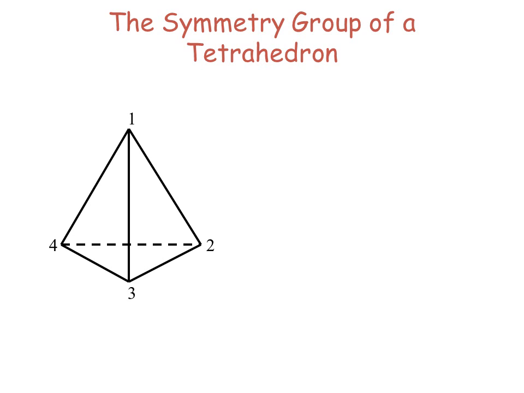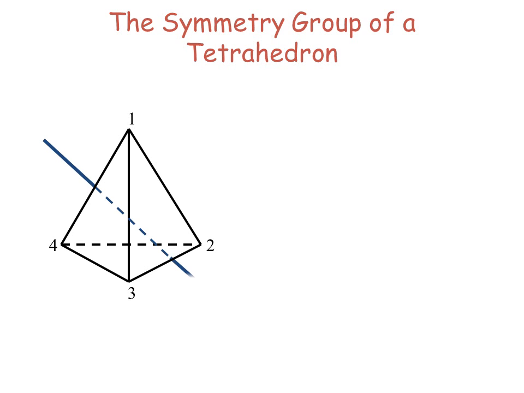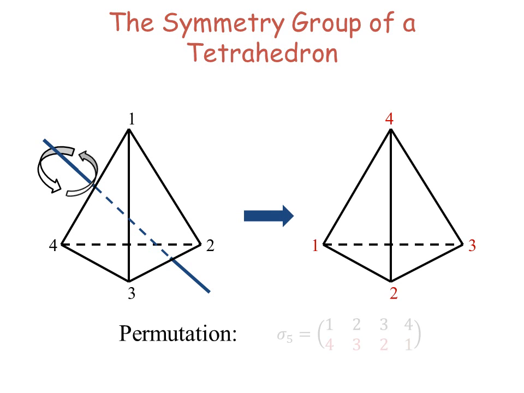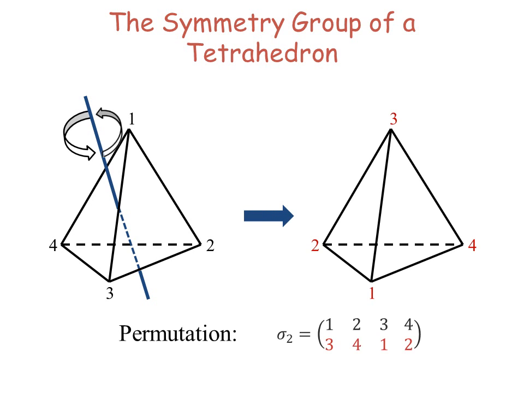There is another type of symmetry of the tetrahedron. With the appropriate axis, we can rotate the tetrahedron around in such a way as to interchange vertices 1 and 2 and interchange vertices 3 and 4. Similarly, we can interchange vertices 1 and 4 and interchange vertices 2 and 3. For the final symmetry, we view the tetrahedron from a slightly different perspective. We can interchange vertices 1 and 3 and interchange vertices 2 and 4.